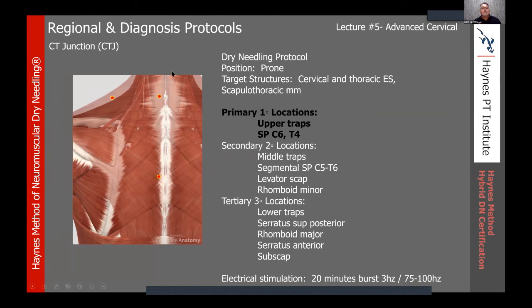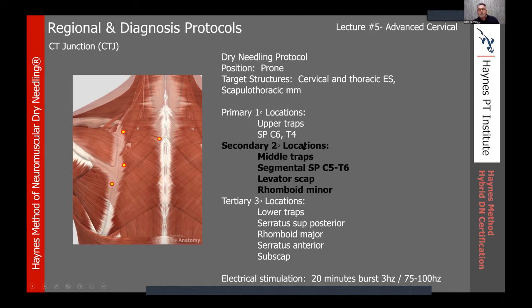At the CT junction, we're moving a little bit further distally now. Hard to deal with a cervical spine if you don't acknowledge that the thoracic and scapular piece comes into play. Here, our primary locations would be the upper traps and then our spinous process, C6, T4. Secondary locations, I would put in the middle traps, which we'll get to in our thoracic lecture, which is in 2 weeks. Our middle traps, and then segmentally anywhere C5 all the way down to T6.